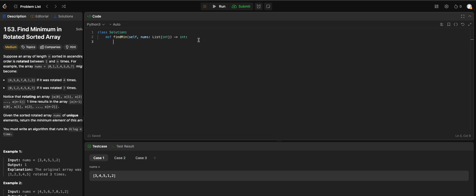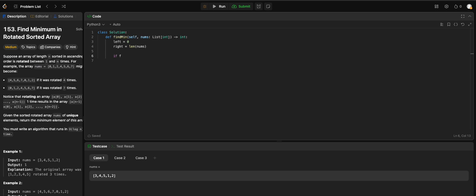So like I said earlier, first of all, the first number, which is index 0: left is equal to 0, and then right will be equal to the length of nums. Now, we check the first number against the last number in the array.